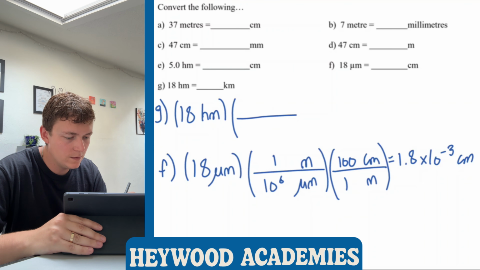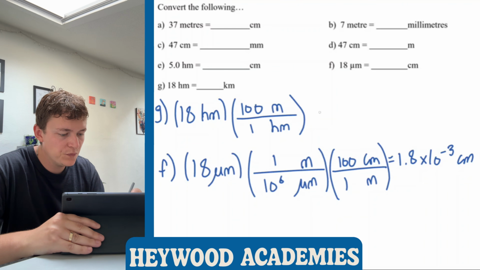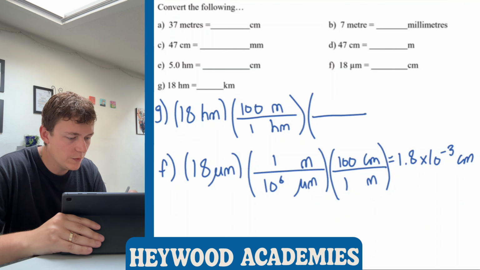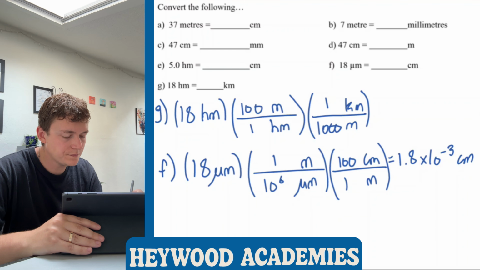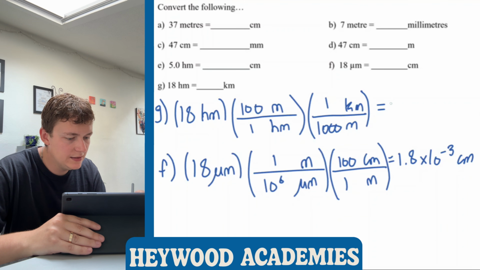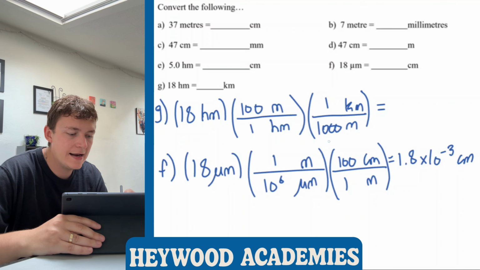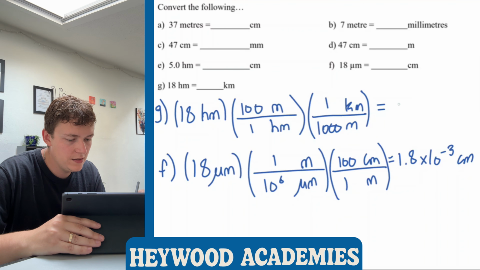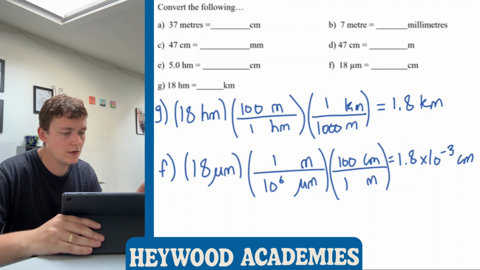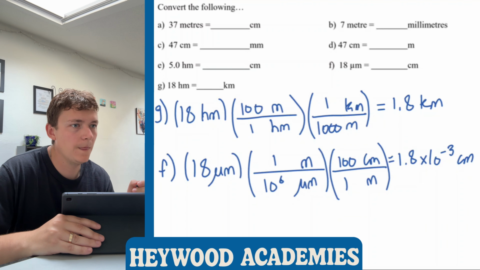Okay, so looking at our table again, we've got hectometers we want to get rid of, meters we want. We said that 1 hectometer is 100 meters, and then we want to go to kilometers, so we can get rid of meters, put our kilometers in, and we know that 1 kilometer is 1,000 meters. So when we plug this in, we're multiplying by 100, and then dividing by 1,000, so it's the same thing as dividing by 10 if we cancel those out. And if we do that, we should be at 1.8 kilometers. Okay.